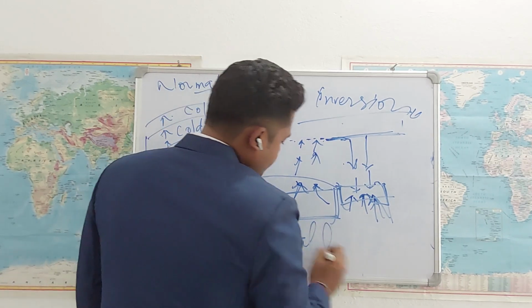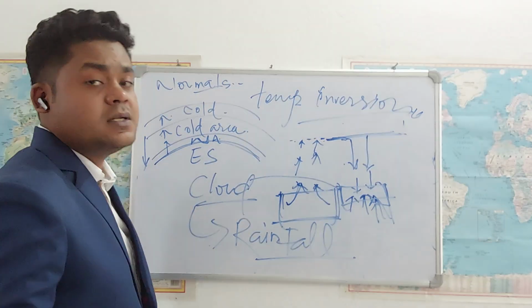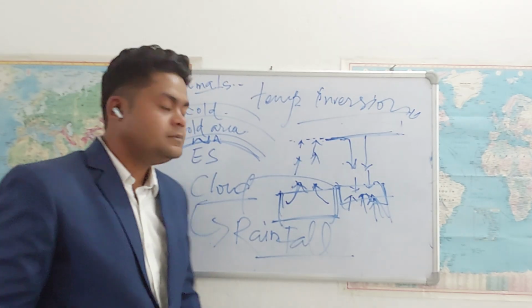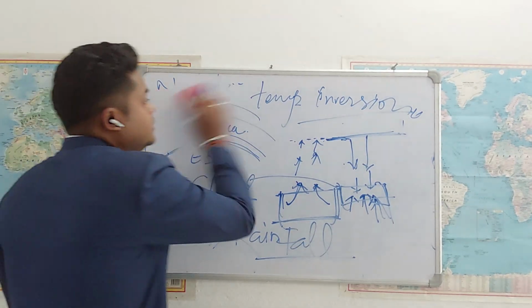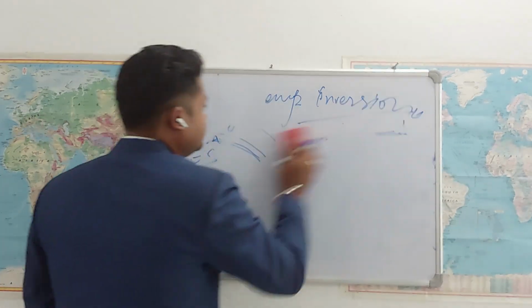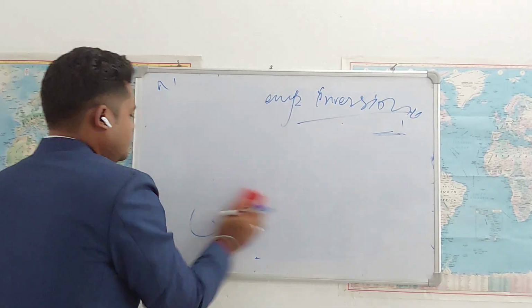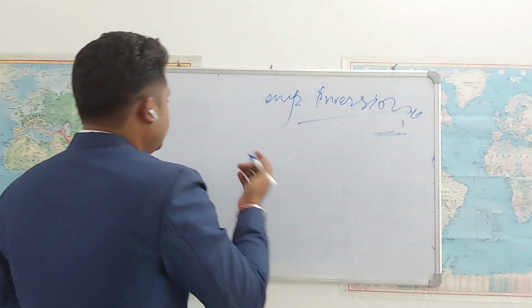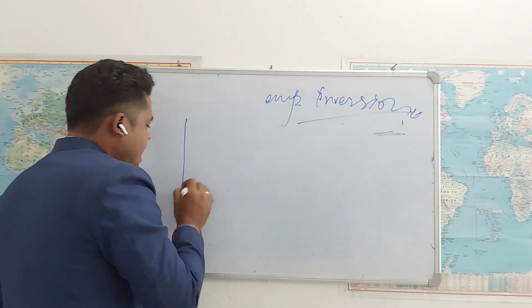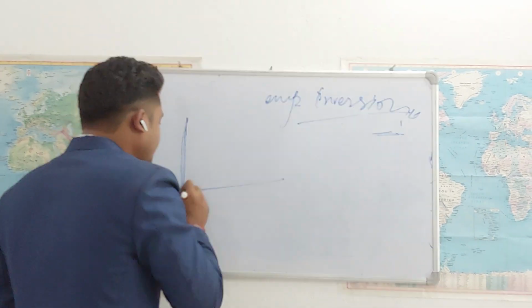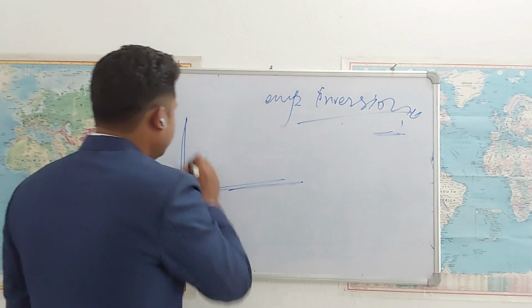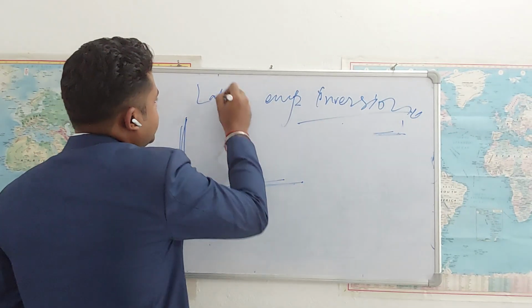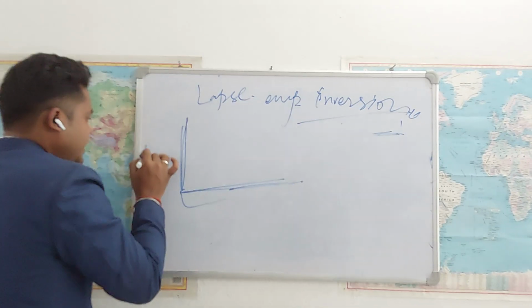But what happens in temperature inversion? Suppose I draw a graph of lapse rate. This is the graph for lapse rate. This is my height.